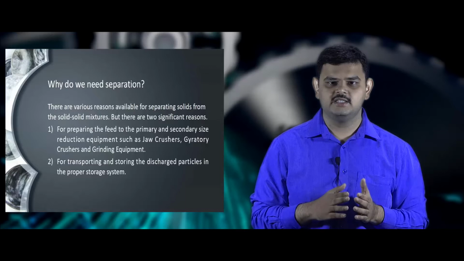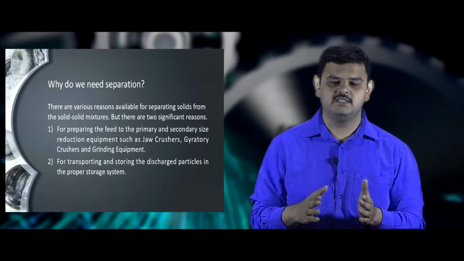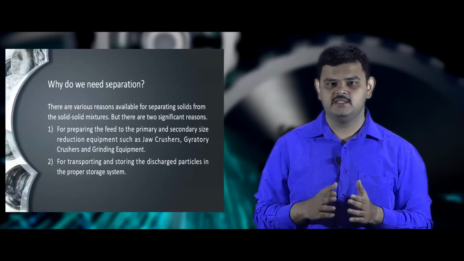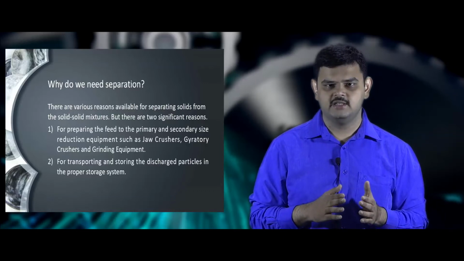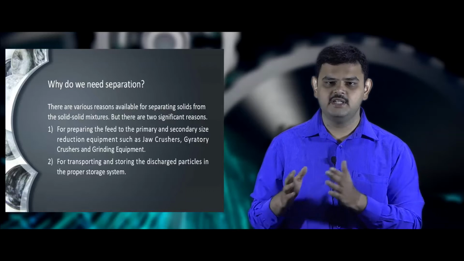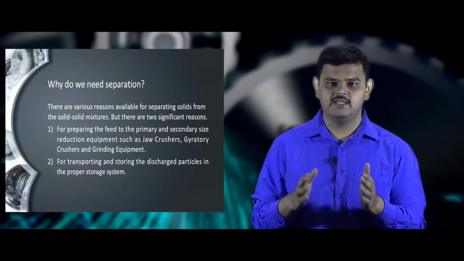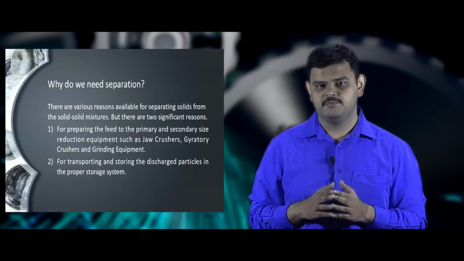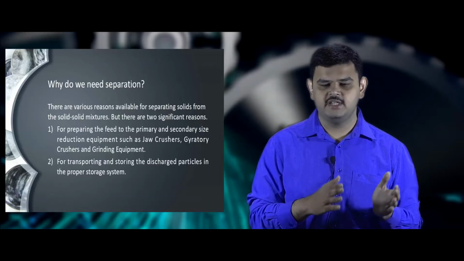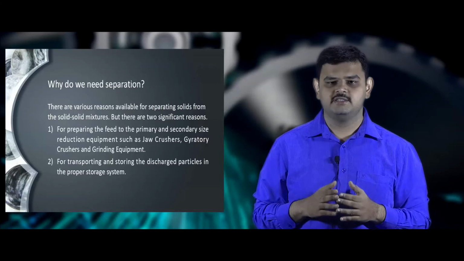As we already discussed, crushers such as the jaw crusher and gyratory crusher require the feed in the size of coarse particles. The grinders and the mills require intermediate and fine particle sizes as feed. So in order to prepare the feed, we need to segregate the particles.